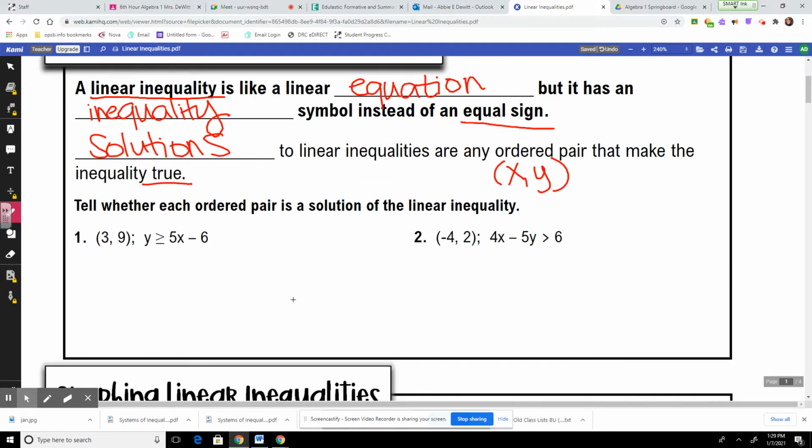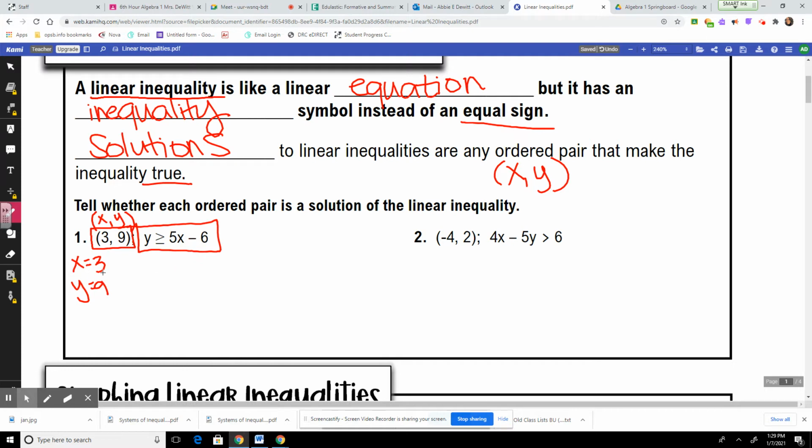Okay, so number one, tell whether each ordered pair is a solution of the linear inequality. So I'm going to do number one for you. I'm given 3, 9 as an ordered pair. Remember, ordered pairs are x and y. So that means that x is 3 and y is 9. Of this inequality, is that a solution to this inequality? Well, I need to see if it'll give me a what statement?